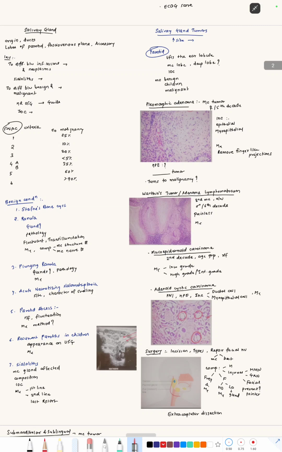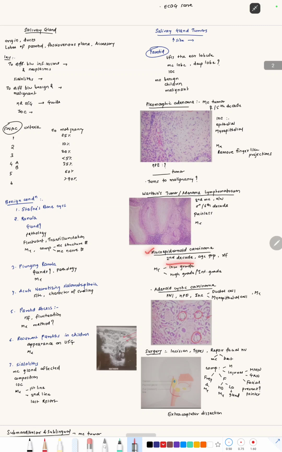Then Warthin's tumor, also called adenolymphoma, because lymphoid aggregates are seen. It is the second most common benign tumor. It is associated with smoking or radiation exposure. Generally found in males around the sixth decade. It is painless in nature. Management is again going to be the same, that is superficial parotidectomy.